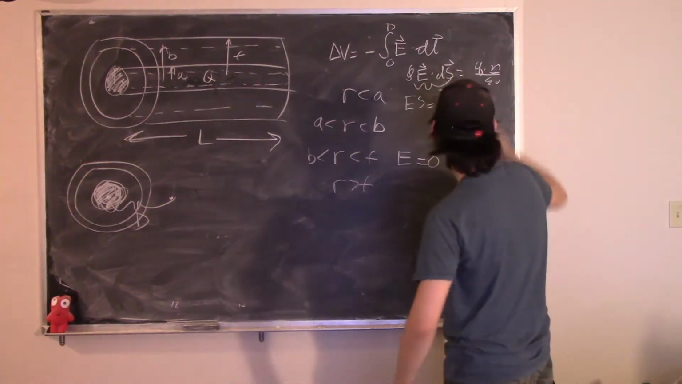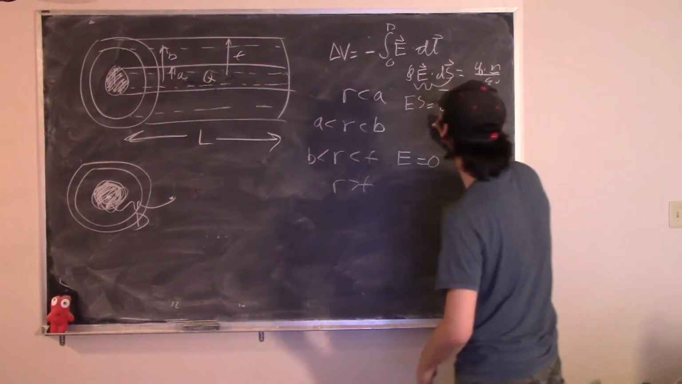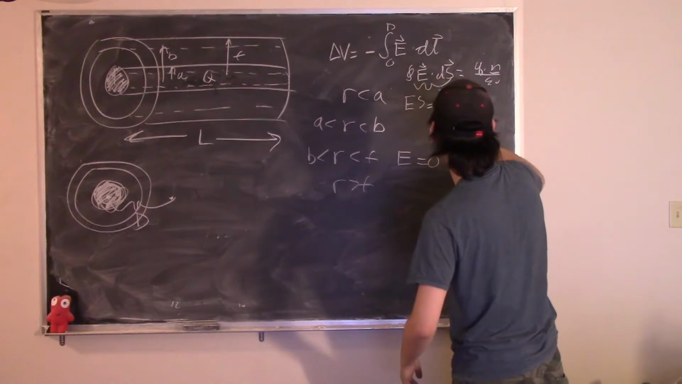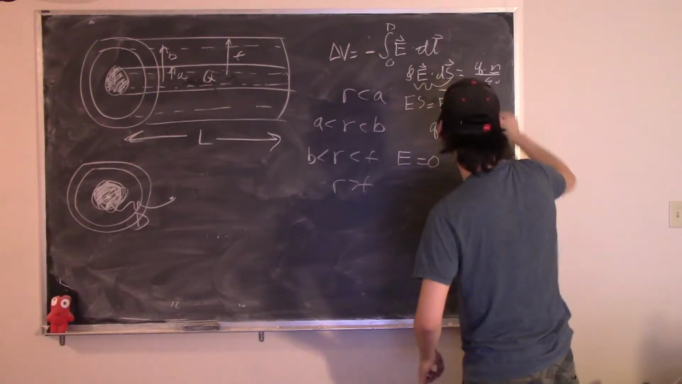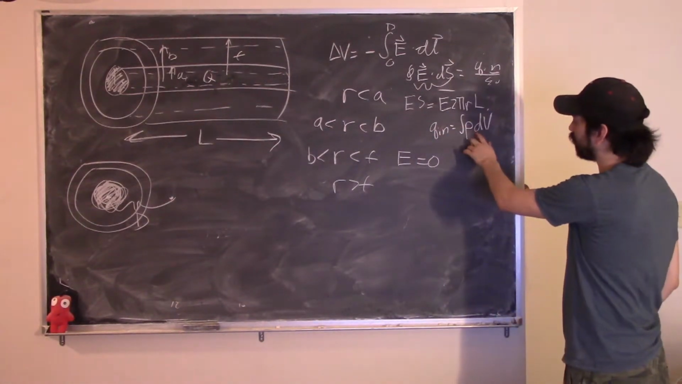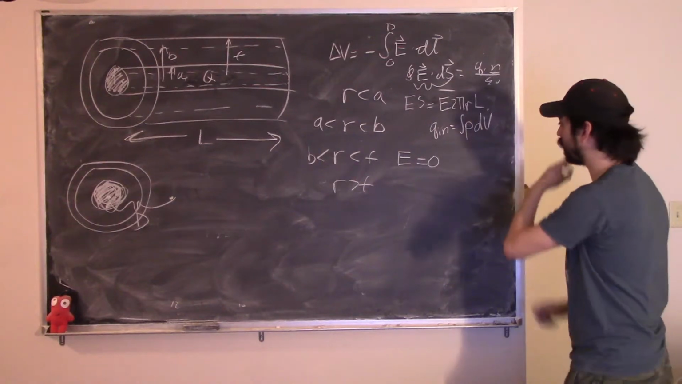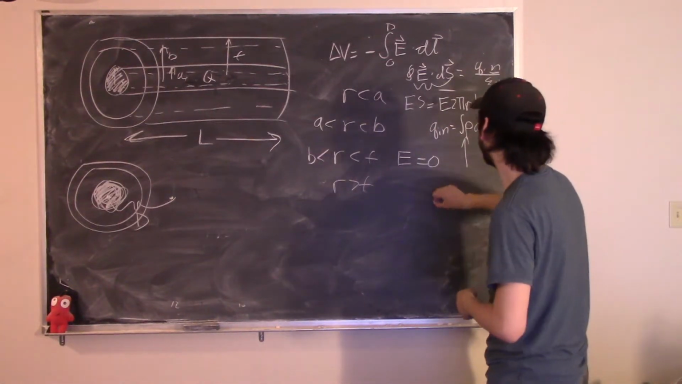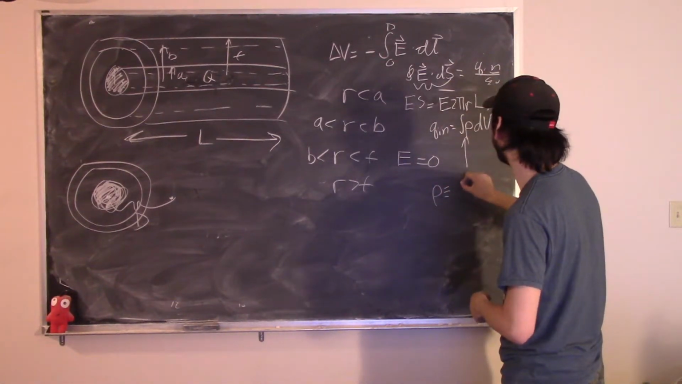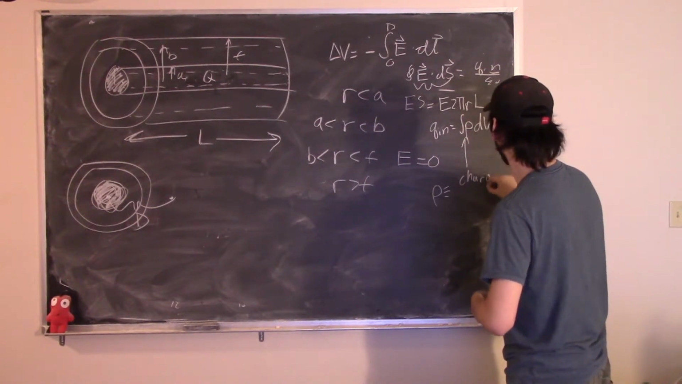Okay. Now we need to evaluate the right-hand side of Gauss's law, and so that says Qn is equal to the integral of rho dv. To do this integral of rho dv, we need to find what rho is. Rho is going to be the total charge divided by the total volume.